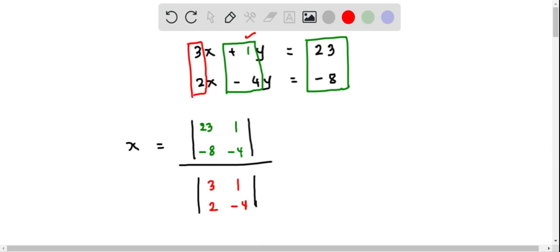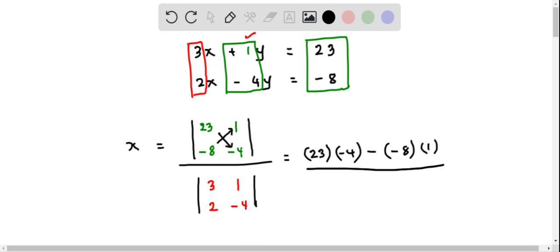Let's evaluate these determinants and do the division and solve for x. And so therefore, let's evaluate the top determinant. So here we have to use the product of this diagonal minus the product of this diagonal. That is 23 times negative 4, and then we put minus the product of the other diagonal, which is negative 8 times 1. So this is what we have to evaluate for the top determinant. We follow the same thing to evaluate the bottom determinant. So we have to find the product of diagonals minus the product of the other diagonal. So it is 3 times negative 4. We then put minus and then 2 times 1.